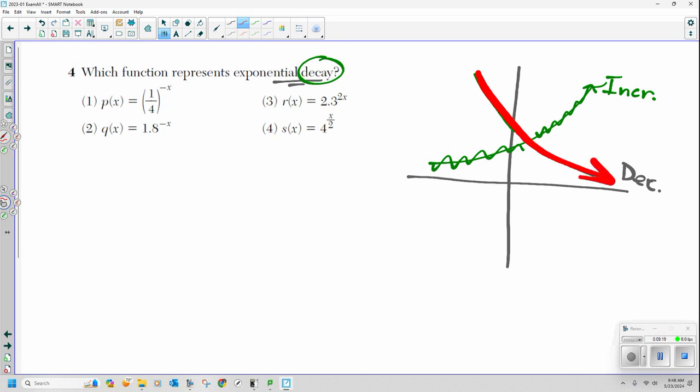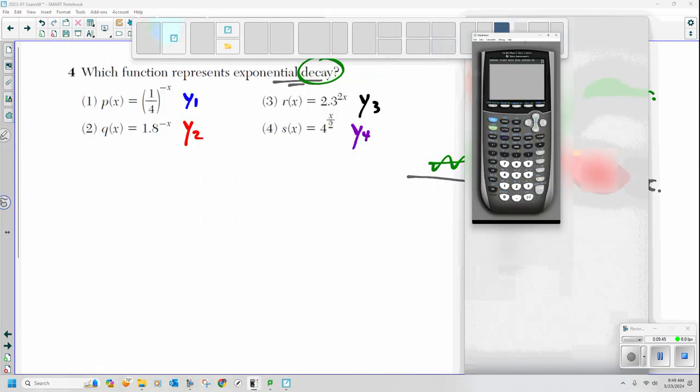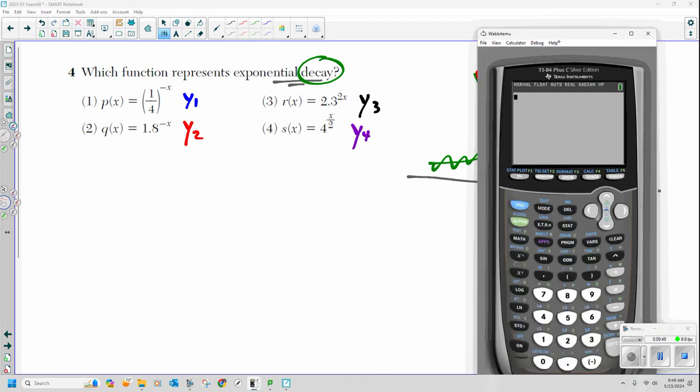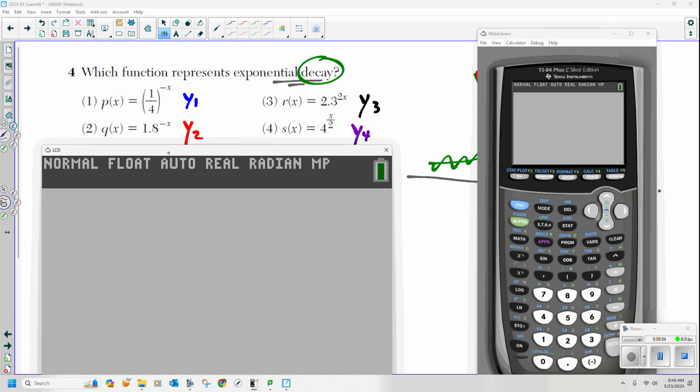So all I'm going to do is graph each one of these. I'll put this one in Y1, this one in Y2, this one in Y3, and this one in Y4. I think I used the right colors for the graph. All right. Let's move this one over here so I can see all my functions. And let's bring this here. So one of these graphs is going to be going down to the right. So let's go to y equals, delete, y equals.